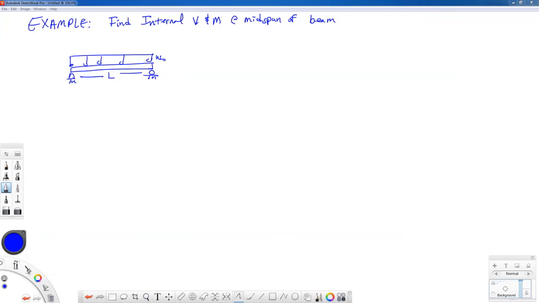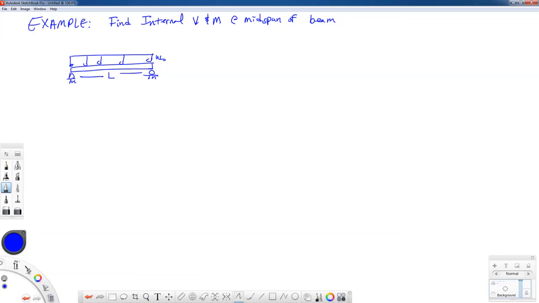So let's do a couple of examples. We'll start with one that's relatively simple and we'll kind of build our way up to some more complicated examples. For this example, I have a simply supported beam. I have a pin and a roller, again shown with the schematic representations. And this beam is of length L and has a uniform distributed load of W0 applied to it. We want to find the internal shearing force and bending moment at the midspan of the beam. The midspan of the beam means at L/2.